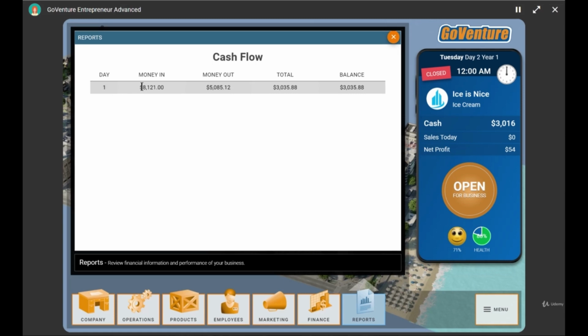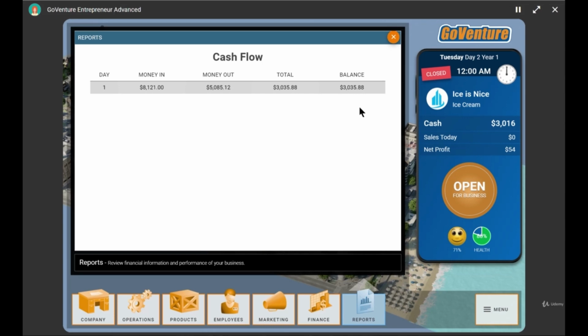Let's look at it. So money that came in was $8,121. Where did that money come from? Well, you may remember that $8,000 was from startup capital or seed financing, and then we generated some revenue from customers. So that's where that money coming in. Money going out was buying our kiosk, startup services, buying inventory, some inventory spoiling, and so on. And we ended the day with $3,035, and that's our balance. That's the amount of money we have at the end of the day.